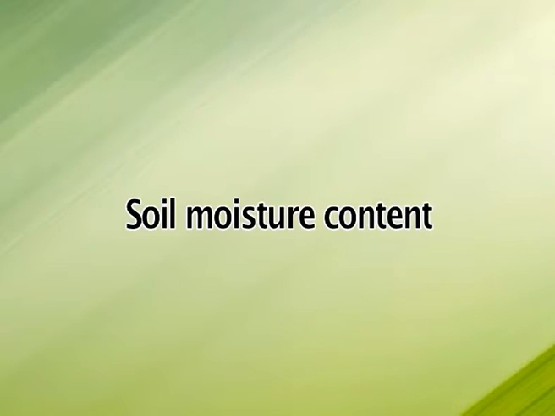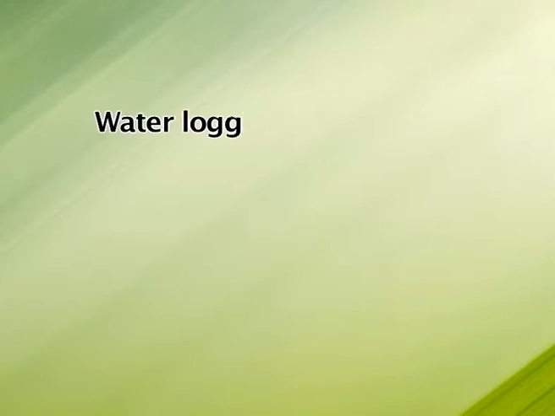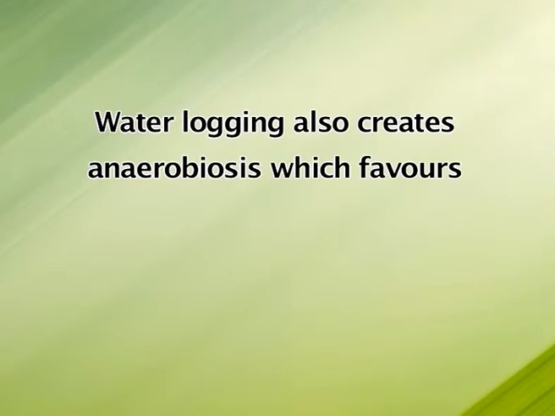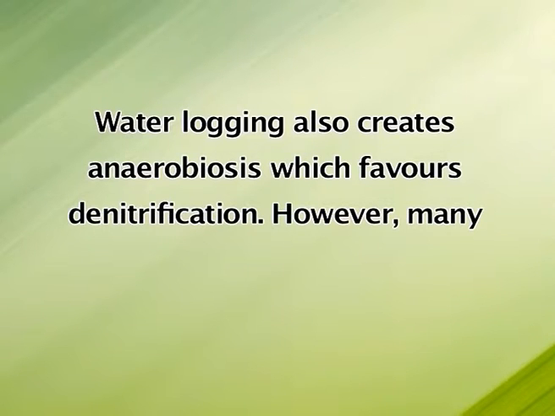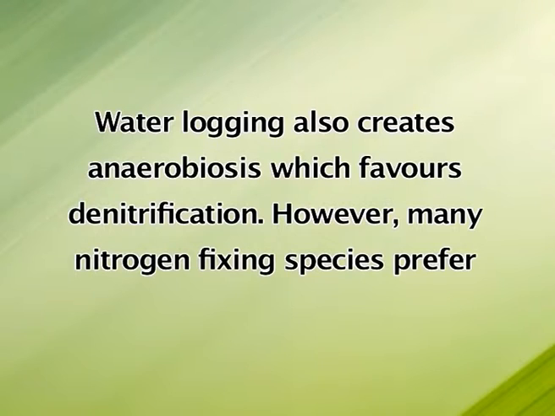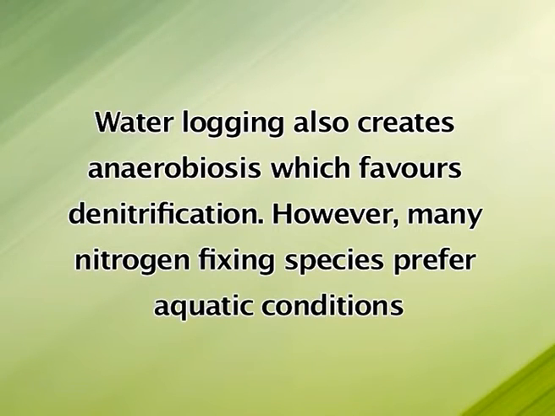Next factor is soil moisture content. Soil moisture is an important factor affecting nitrogen fixation. Proper moisture content in soils is favorable for growth and development of plants and other soil inhabitants. Excessive soil moisture leads to waterlogging conditions, which in turn prevent formation of nodules and oxygen diffusion into the soil. Waterlogging also creates anaerobiosis, which favors denitrification. However, many nitrogen fixing species prefer aquatic conditions.